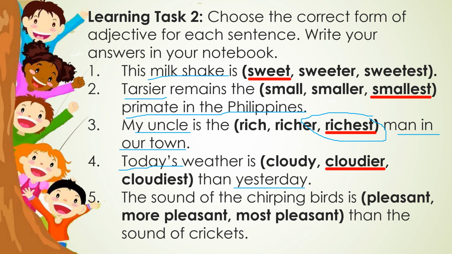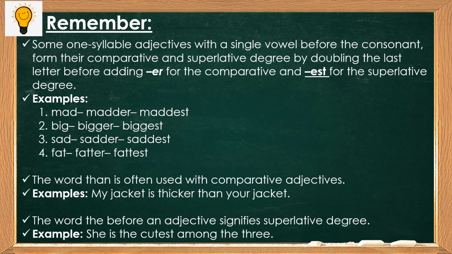Alright, very good. So the correct answer is more pleasant, because we are comparing two sounds here. The first sound is the sound of the chirping birds, and the other is the sound of crickets. So there are two things being compared. So we're going to fall under the comparative degree. Great. All right, so let's just take note of the following reminders. So these are the things that we must remember.